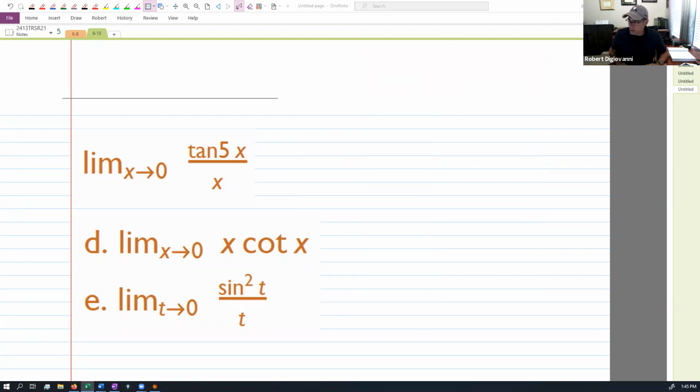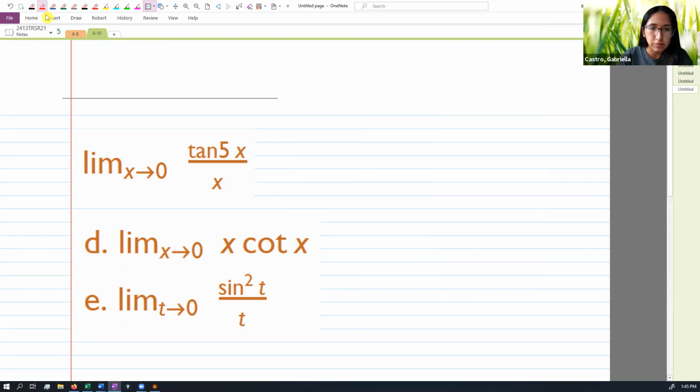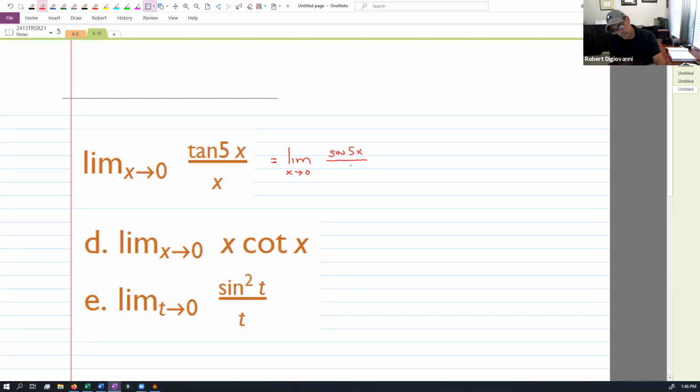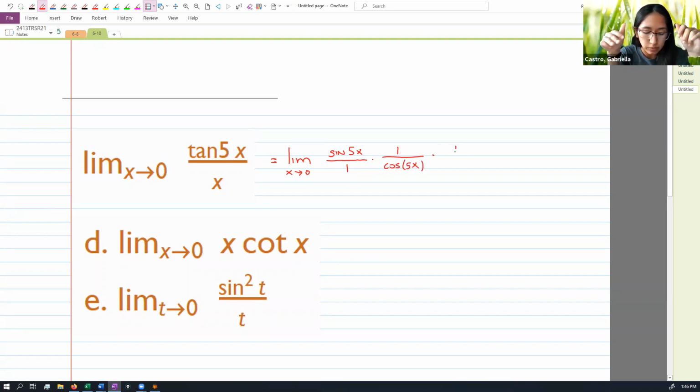Gabriella, did you get anywhere with this? Yes, sir. I was almost done with the first one, tan 5x over x. What I did was I broke down the tan and moved the x from the bottom. So I got sine 5x over cosine 5x times 1 over x, to break it up. And then I broke the sine and cosine to where we got sine of 5x over 1 times 1 over cosine 5x times 1 over x.